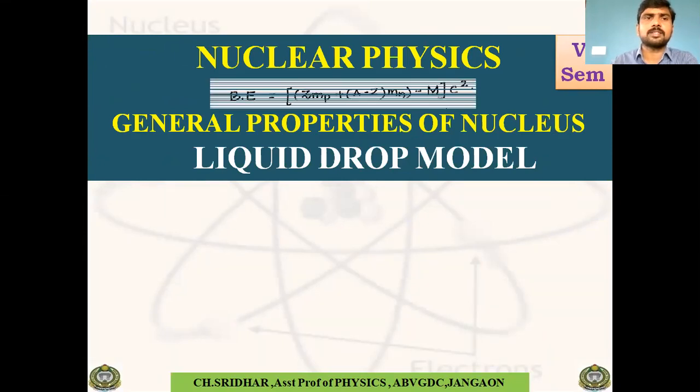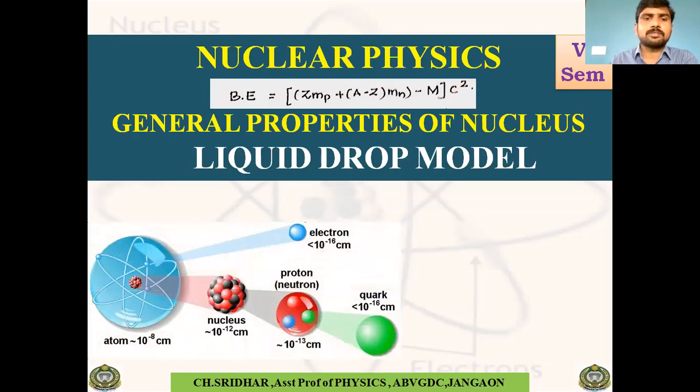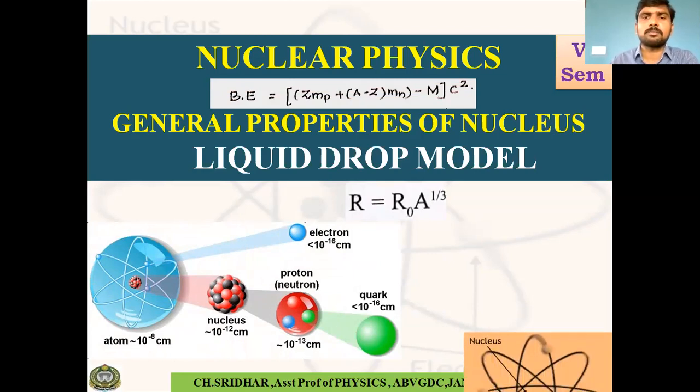semester of BSc Physics. So this is the pictorial diagram which gives the general properties of the nucleus, about the sizes of the different particles: the quarks, protons, electrons, nucleus, and atom. So this is the relative size of all the particles, and this is the famous formula for calculating the radius of the nucleus. R is equal to R naught into A power 1 by 3.